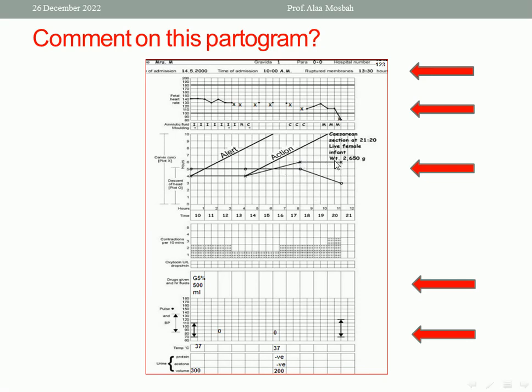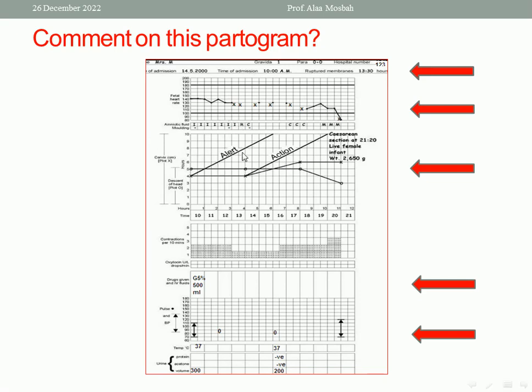So what about this progress? It is bad, of course. Also, there is crossing of the alert line and also crossing of the action line. And we shouldn't allow this to happen. If it is just touching the action line, you should take an action. Okay? Like what? Like doing cesarean section, because there is no progress.